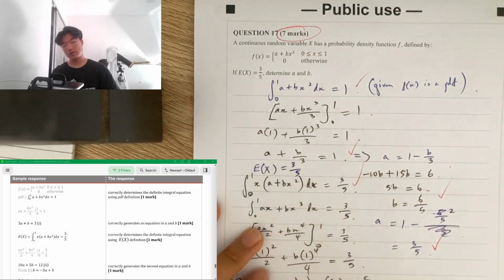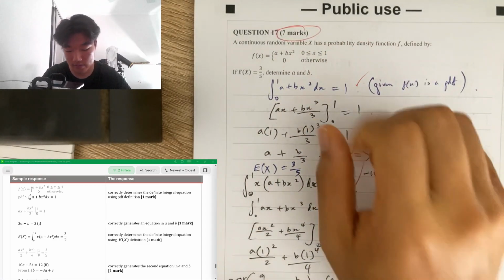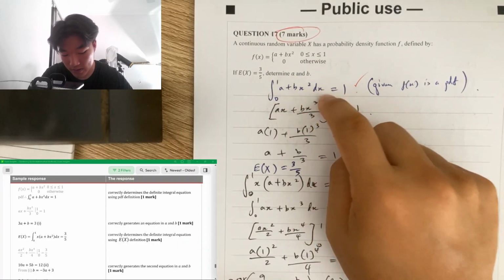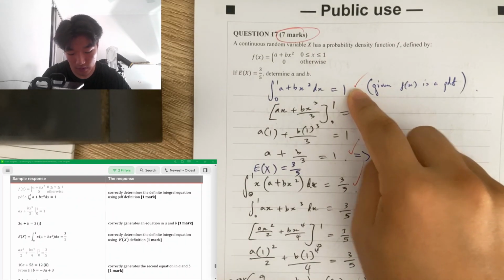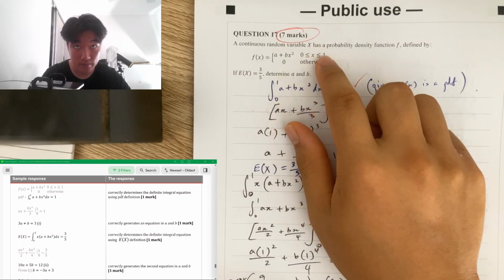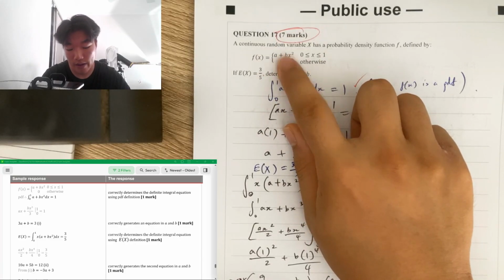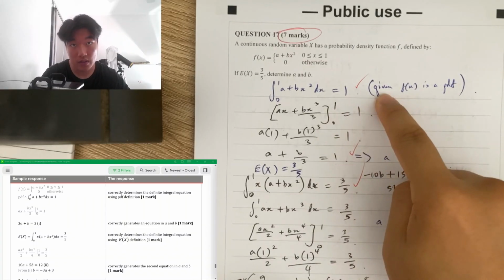Okay. First, what we need to recognize is one of the characteristics: the area of the probability density function is 1 for the bounds, right? So from 0 to 1, the area of this given function will be 1. And that's 1 mark. So I've given my reasoning.